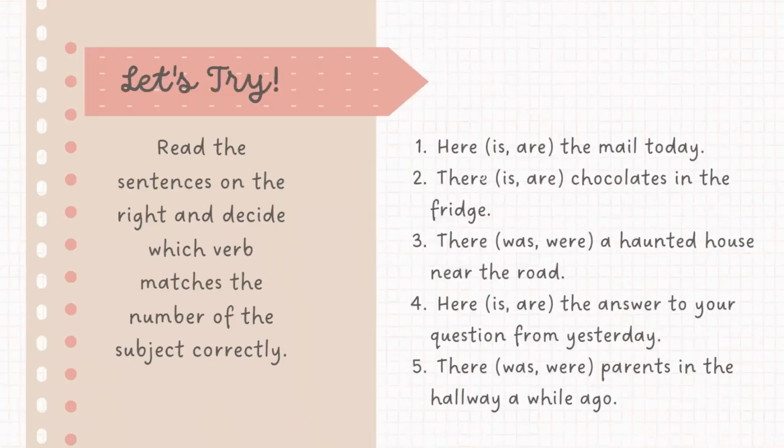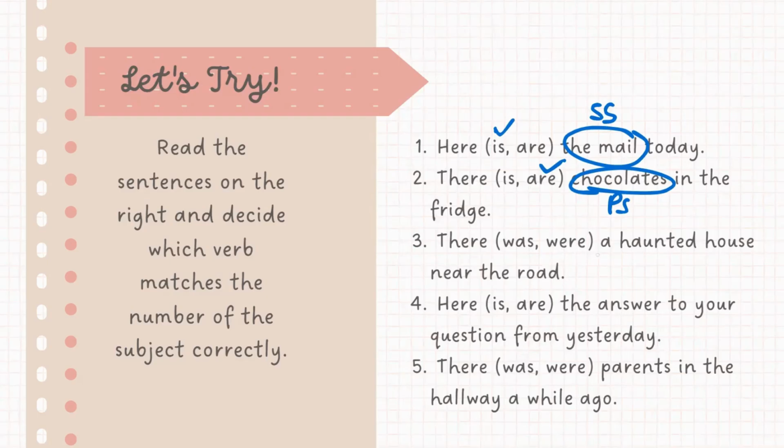Let's focus on the exercise here. Here, is or are the male today. My subject is the male, which is in singular form. So I will be using is. Here is the male today. There is or are chocolates in the fridge. Chocolates is my plural subject. There are chocolates in the fridge.